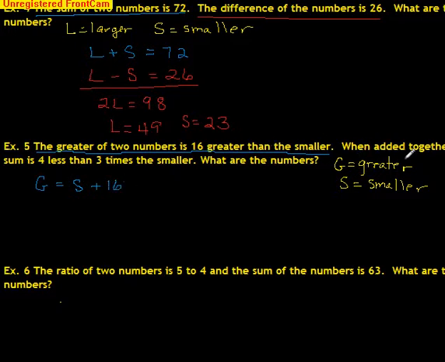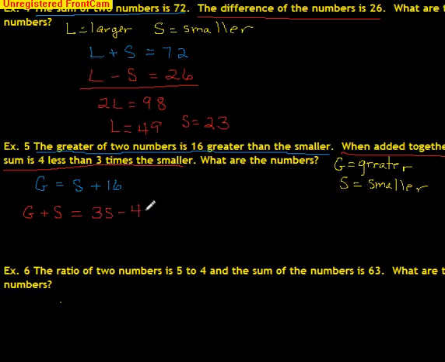When added together, their sum is 4 less than 3 times the smaller. So we just have to read along with the words here. I know you can't see the last word here. When added together, it should say their sum is 4 less than 3 times the smaller. So when we add them together, the greater plus the smaller, their sum is 4 less than 3 times the smaller.